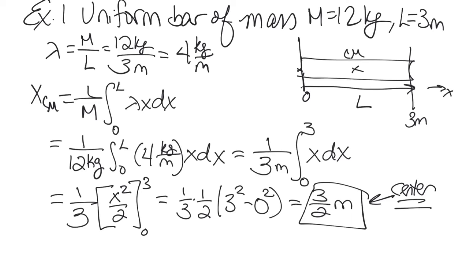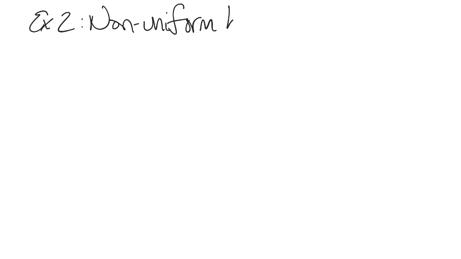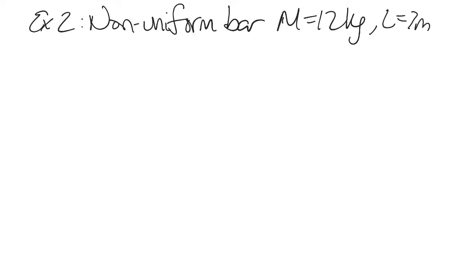Let's make it interesting, shall we? What about a non-uniform bar? Okay, same mass, 12 kilograms, and 3 meters. Okay, and here is the function of the linear density. It's lambda = 1 + 4x.